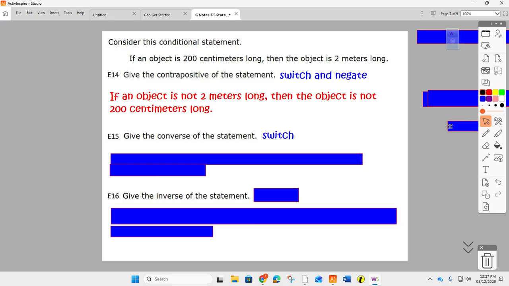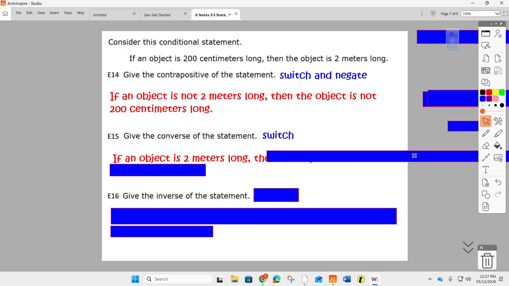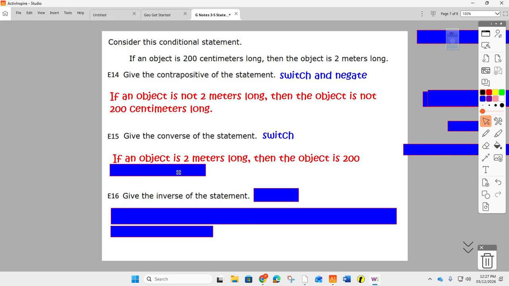All right, Thomas, give a try this time. I know you wrote something down this time. The object is 2 meters long if the object is 200 centimeters long. So close, but you have to use the if and the then parts, right? So if the object is 2 meters long, then the object is 200 centimeters long. Okay? Still got to be an if-then statement.